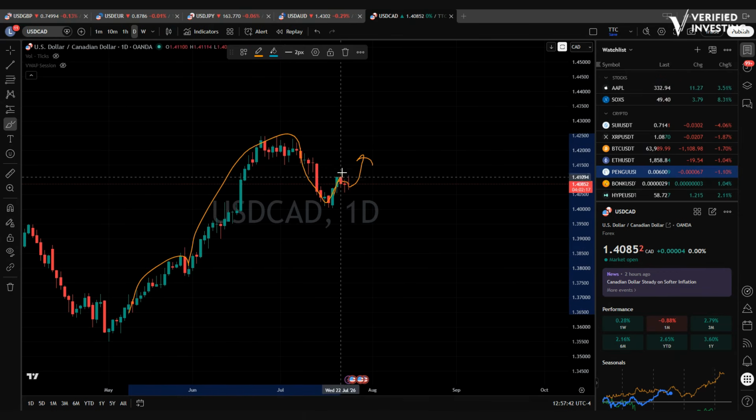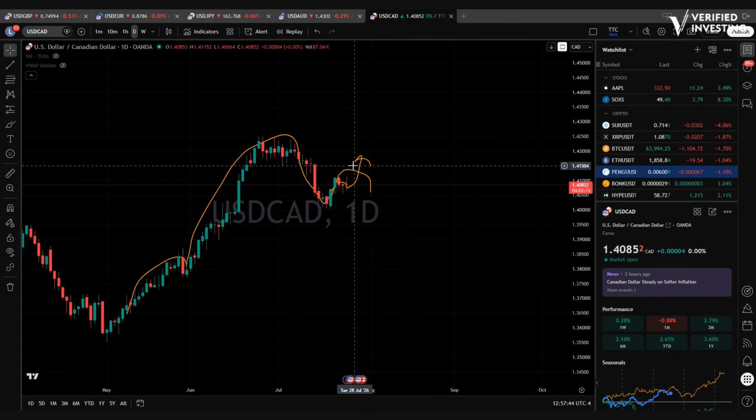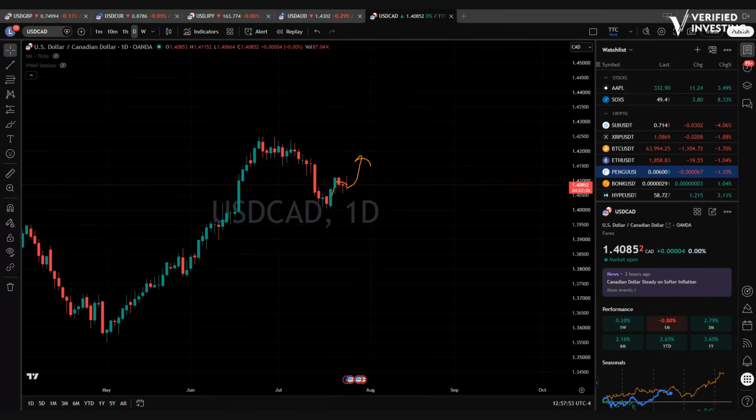So we'll have to see if this right shoulder continues to be formed here on something like this, or if we are just going to move higher, right? This is just something to keep on your radar as far as currencies are concerned between the US dollar versus the CAD, Canadian dollar. With that being said, guys, that's all I have for you today.